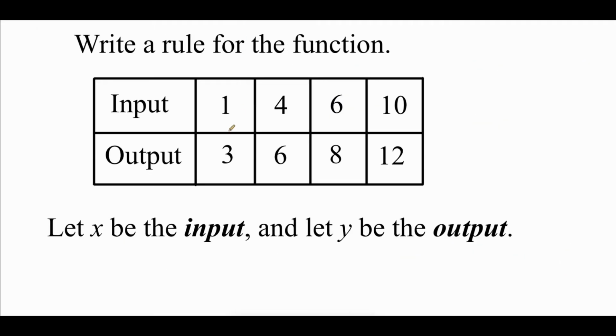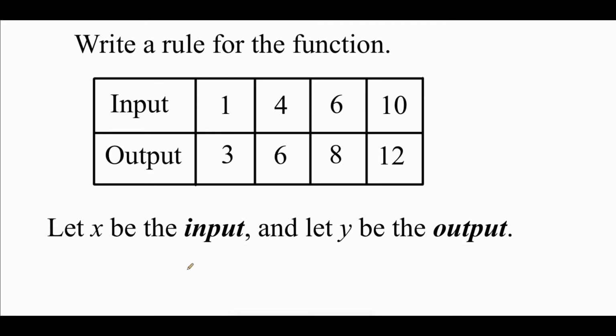Now this next example is a little bit different. We want to try to write a rule for the function represented by this table. So we've got some input values: 1, 4, 6, and 10. We've also got some output values: 3, 6, 8, and 12. Now we're going to use x to represent our input, and we're going to let y represent our output values.